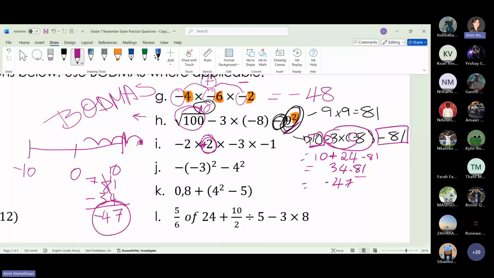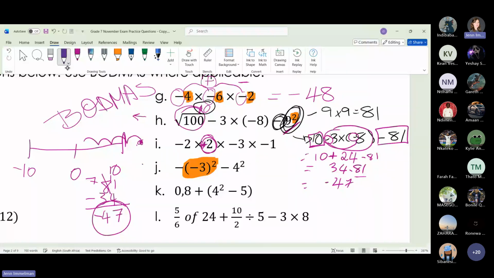Okay. I'm going to look at J now. So, yes, there is a bracket, but there is not a calculation in the bracket. It's just a negative 3 in the bracket. Okay. So then I'm moving on to the next one. Here I have squared. This whole bracket, do you see the 2 is outside of the bracket? So it means the whole bracket, negative 3, is to the power of 2, which means negative 3 times negative 3.